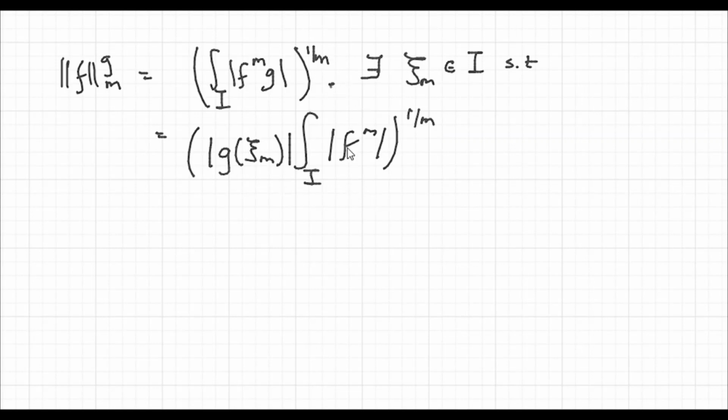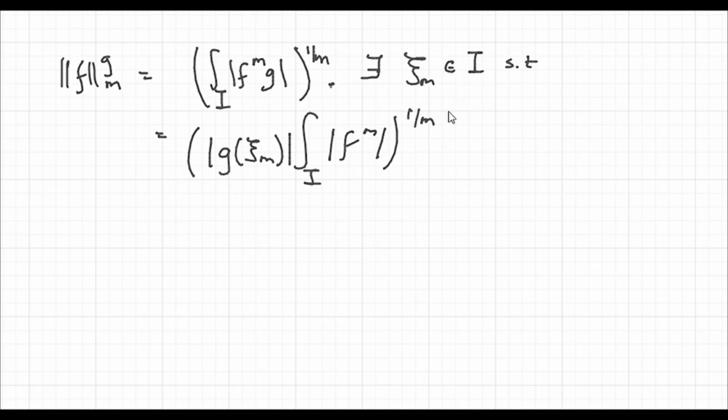So this is just a direct result from the integral mean value theorem. Have a look at what that is if you've not seen this before. But let's continue. We have this g of xi there, and we don't know what xi is. All we know is it's in I.